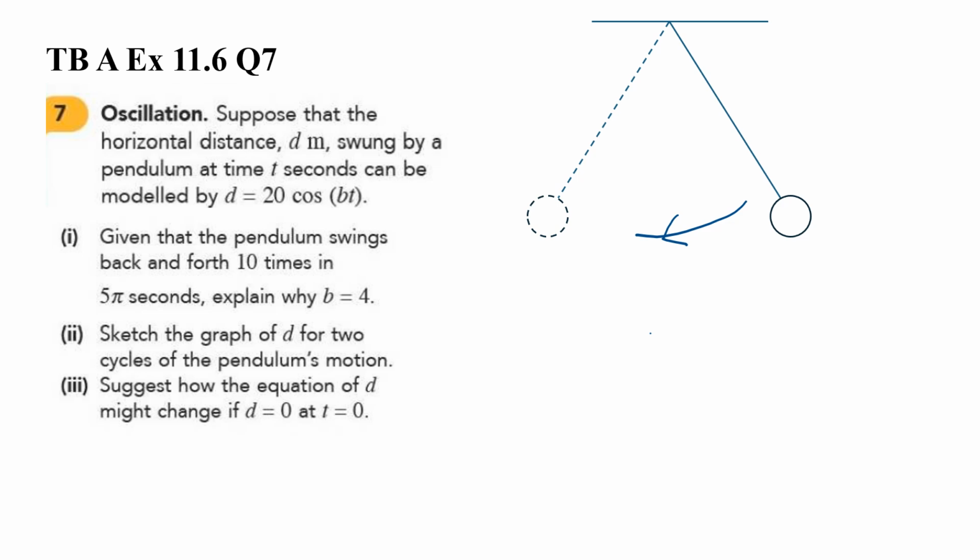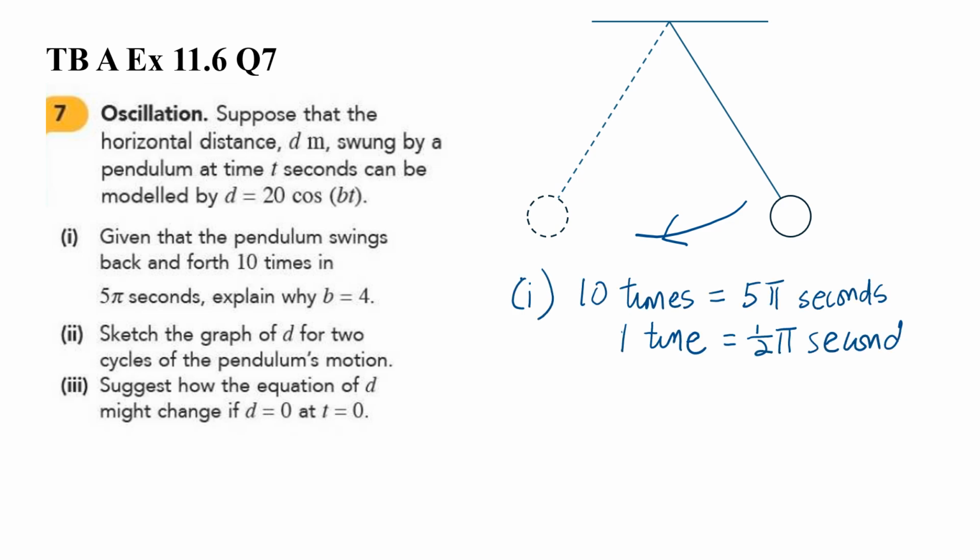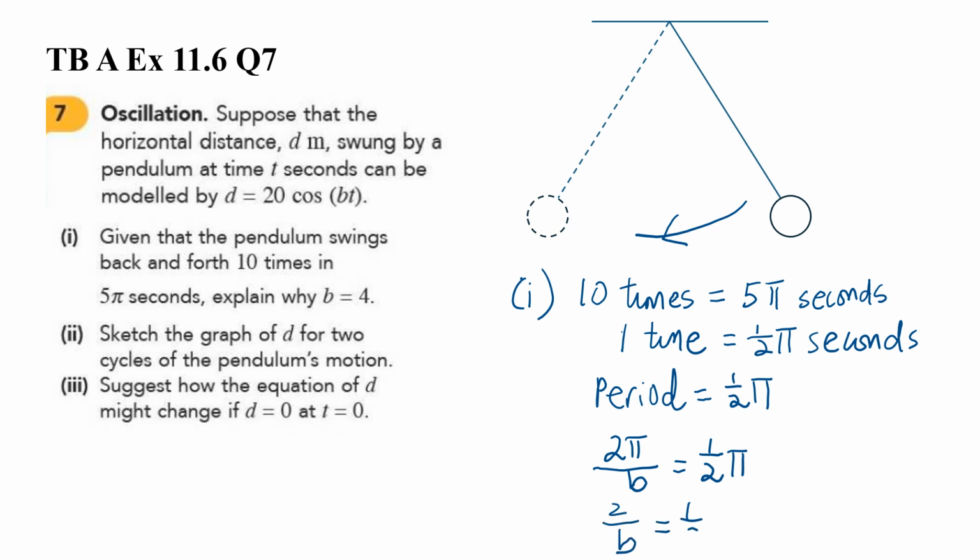For 10 times in 5 pi seconds, one time will be half pi. So the period is half pi. To find the period, it is 2 pi divided by b, which gives you half pi. Then you do a cross multiply, you will get b pi equals 4 pi. The pi can just go off. So 2 over b equals half, and then b will be equal to 4. That's how I explain part 1.